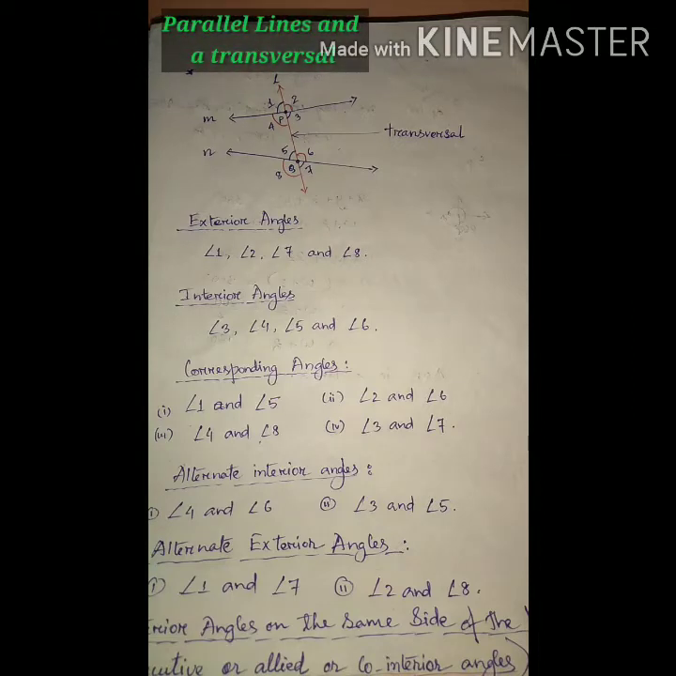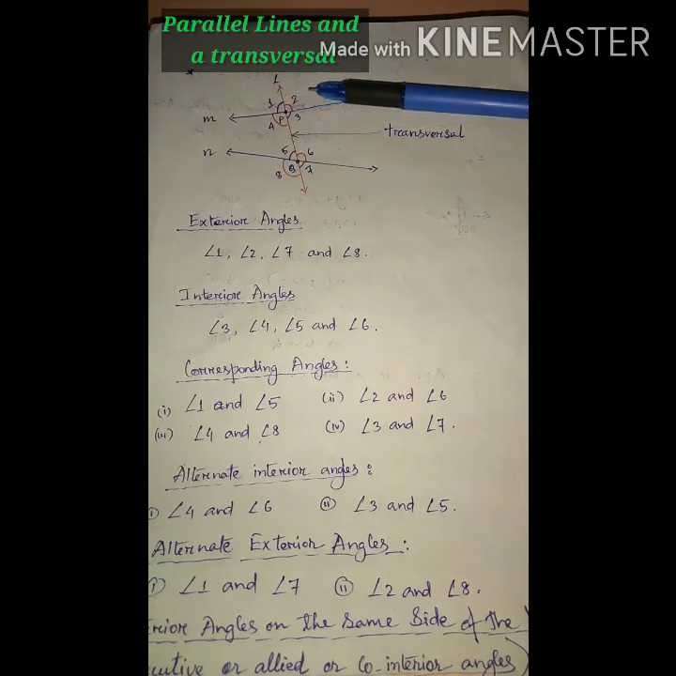Already we completed 6.1. Now let's see. Here we discuss parallel lines and a transversal. Suppose we consider two lines. In the diagram you have already seen, one line is this M line and another one is N. These two lines are not parallel. Simply, we consider two lines.